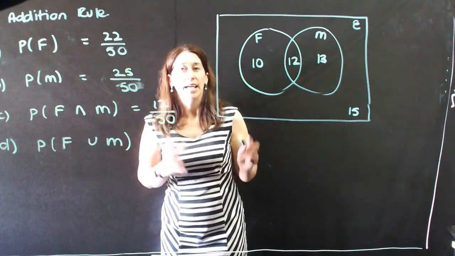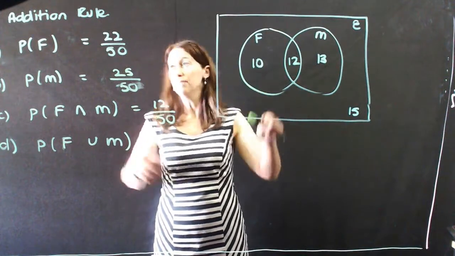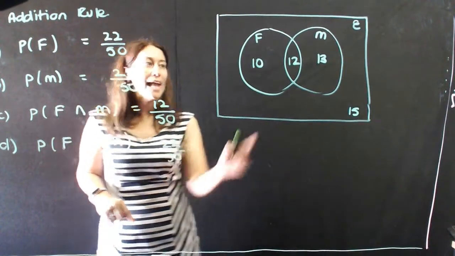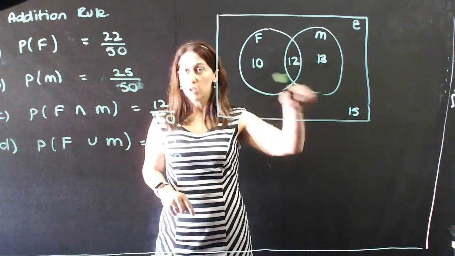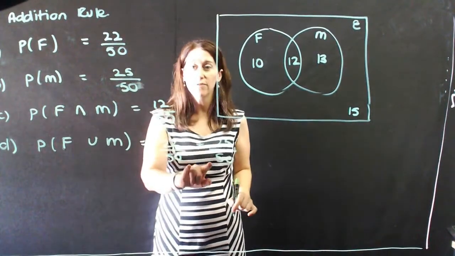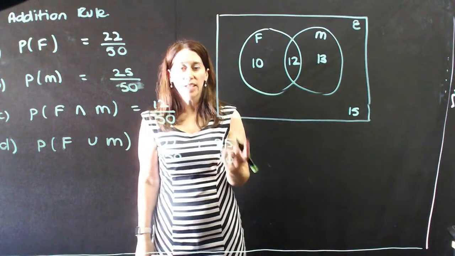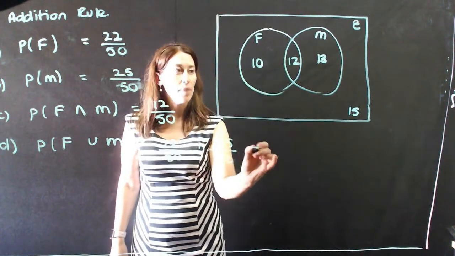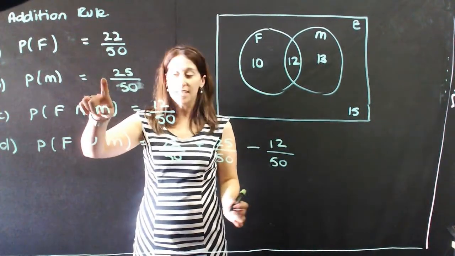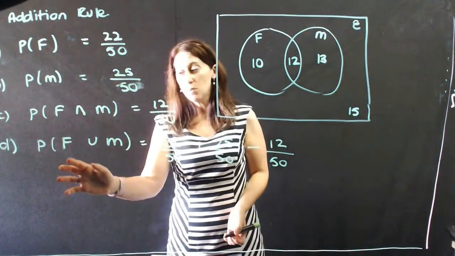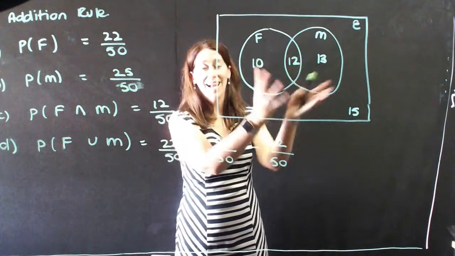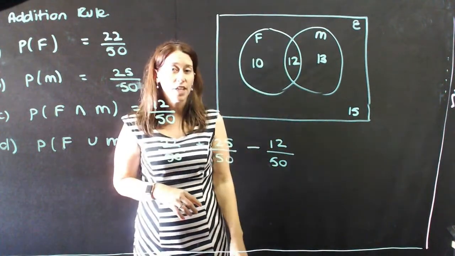Now let's have a look. Anyone who went to the football is here, so that's 22 out of the 50. Anyone who went to the movies is the 25 out of 50. But of course what's happened here is we've doubled up on the overlap. So we need to make sure that we subtract the overlap, which is 12 over 50. And you can see I've used each one of these to get the probability that a student picked at random went to the football match or the movies. I've taken this circle and then taken away the overlap.